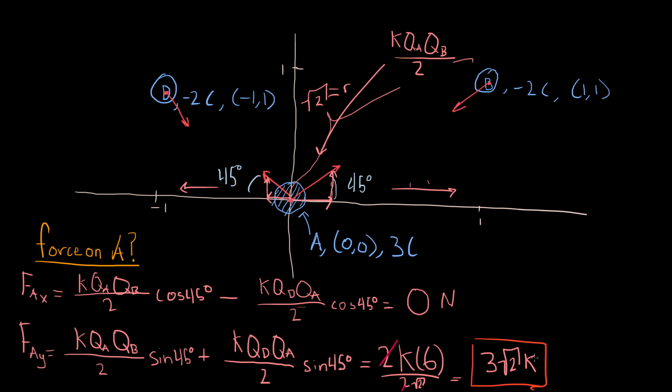We've successfully found the force vector of this object A, and here it is. It's not going to have any force on it in the x direction because they cancel out, and it's going to have a little bit of force on it. Actually, this is quite a bit of force on it in the y direction.